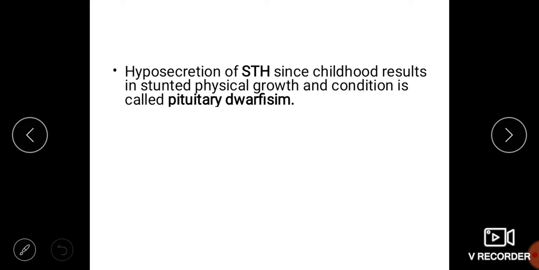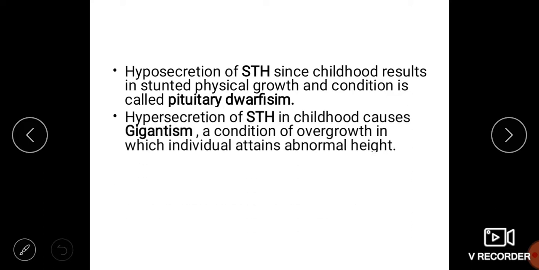Hyposecretion. If growth hormone is produced in lesser quantity in children, it results in a condition called pituitary dwarfism, where the child shows stunted physical growth. That means the growth of the child will be less than his age. If the child is 16 or 17 years old, the height will be equal to that of a 6 to 7 year old. That condition is called pituitary dwarfism, mainly due to lesser production of growth hormone in childhood.